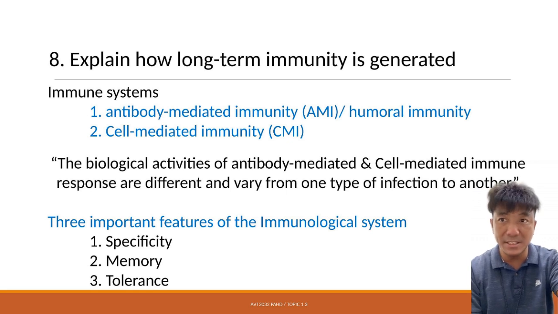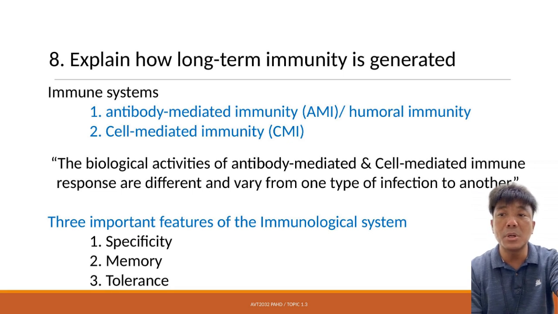2. Cell-mediated immunity, CMI, is the type of immunity that is mediated by specific subpopulations of T lymphocytes called effector T cells. The biological activities of antibody-mediated and cell-mediated immune responses are different and vary from one type of infection to another. Next, 3 important features of the immunological system relevant to host defense and/or immunity to pathogenic microorganisms are: 1. Specificity. An antibody or reactive T cell will react specifically with the antigen that induced its formation. Also, it will not react with other antigens, but cross-reactivity is possible.